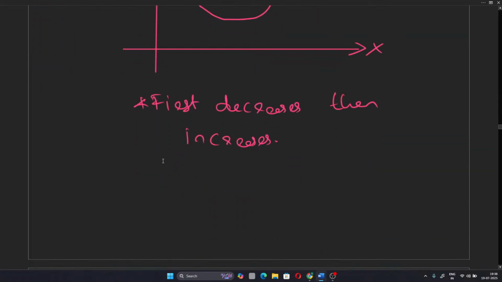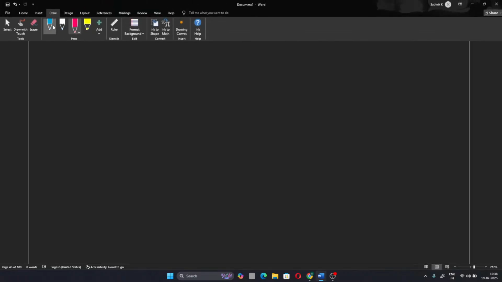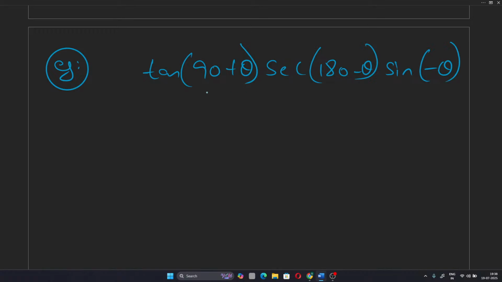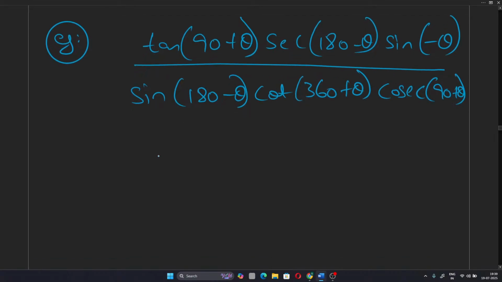Then there is one more question. They're asking the value of tan 90 plus theta times secant 180 minus theta times sine minus theta, by sine of 180 minus theta times cot of 360 plus theta times cosecant of 90 plus theta. For solving this, you need to know all the conversions.